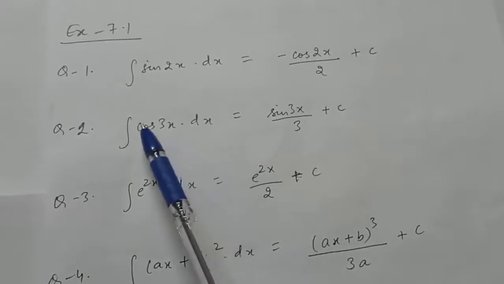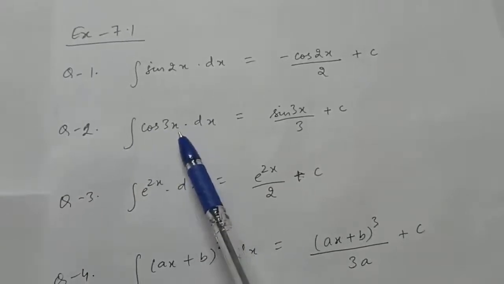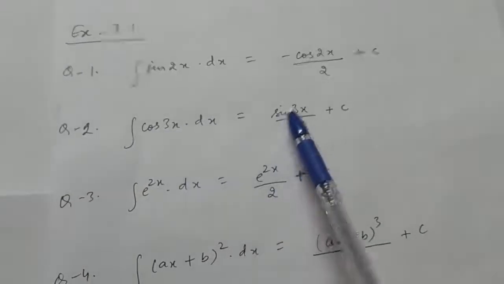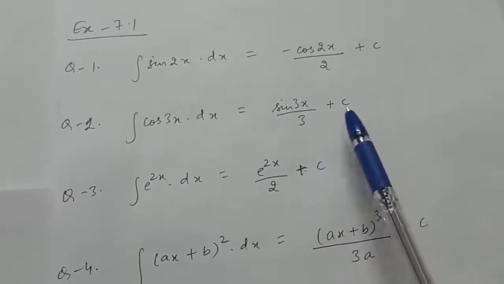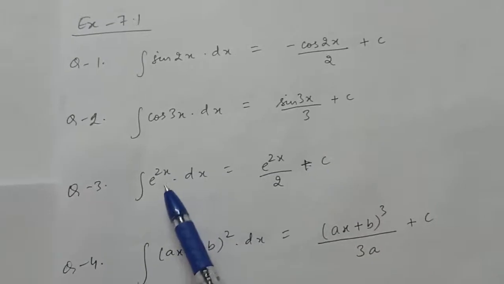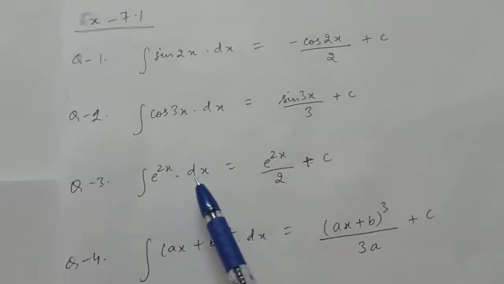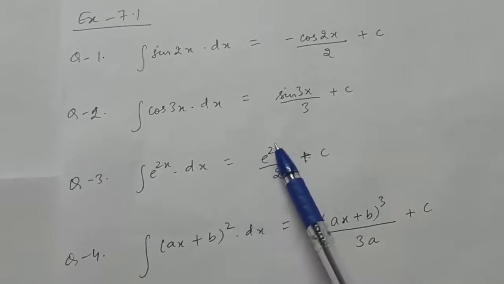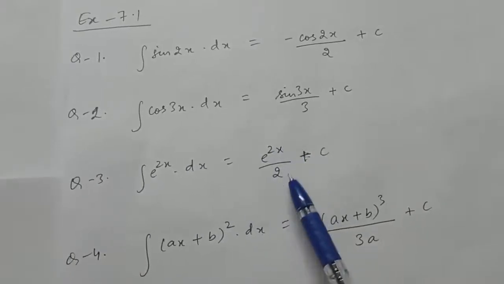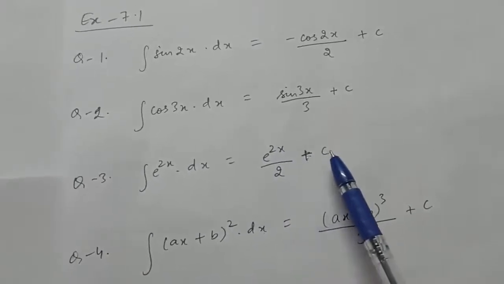Now question second is integral of cos 3x. So it will be sine 3x upon 3 plus c. Question third, integral of e raised to the power 2x. So integral of this will be e raised to the power 2x upon 2 plus c, right?